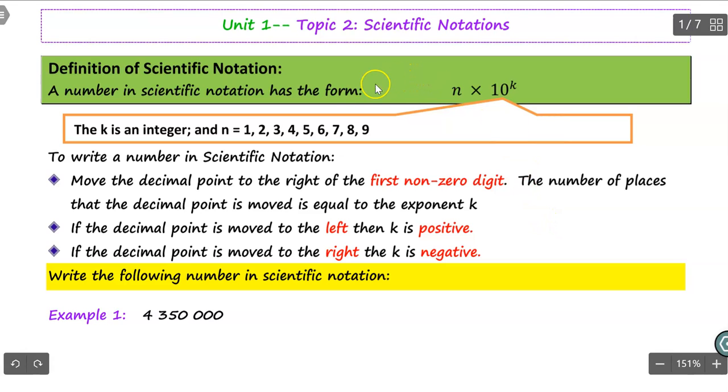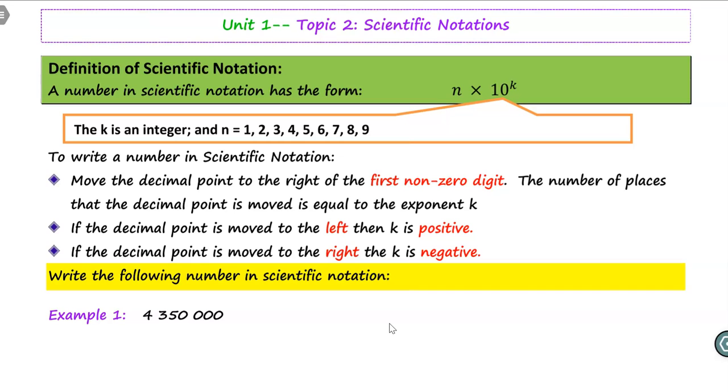So when we are asked to write a number in scientific notation, what you need to remember is to find the decimal point and then move it to where you find your first non-zero digit, and place it on the right of the first non-zero digit. Then you drop all the trailing 0, and the number of places that you move will be your k. The direction will be the sign for k, which is positive or negative.